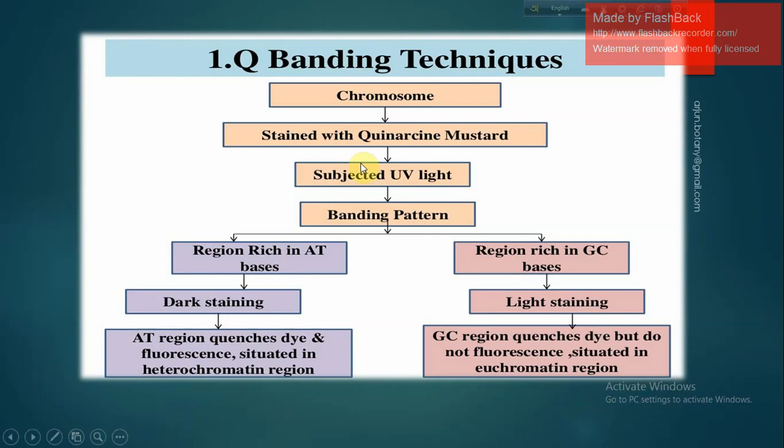Let's come to the Q banding technique. First, we take the metaphase chromosome, stain it with quinacrine, the chemical used in Q banding, and subject it to UV light. The banding pattern is then formed based on the nucleotide sequence: the AT rich region and the GC rich region. The AT rich region forms a dark stain, because quinacrine stains the AT region. The GC region is not stained by quinacrine, so it becomes light in color. The fluorescent stain is suited to heterochromatic regions. By quinacrine, we can identify the adenine and thymine regions of the chromosome.